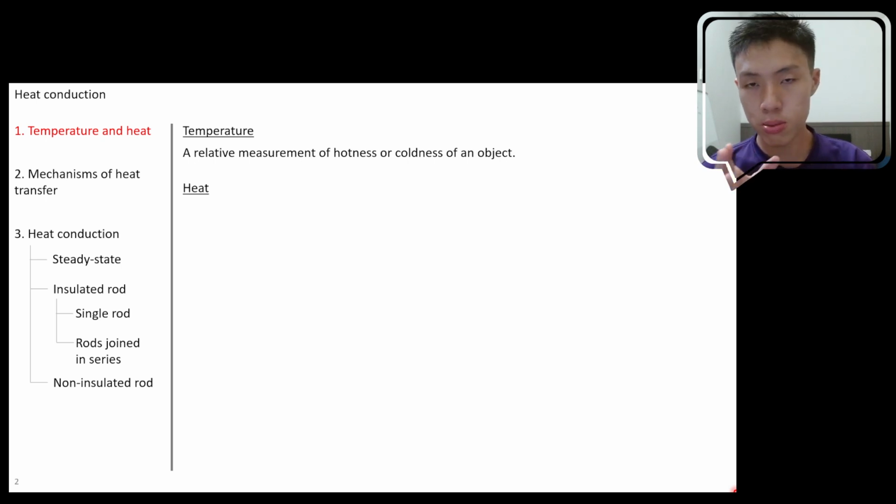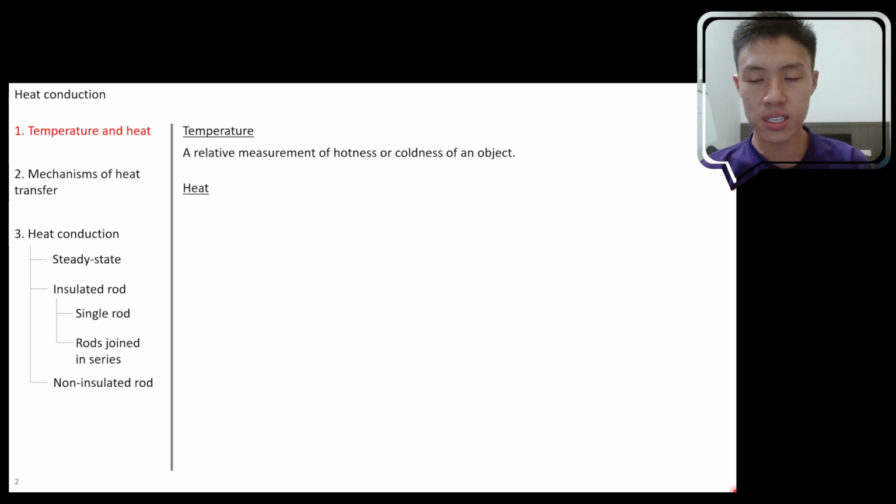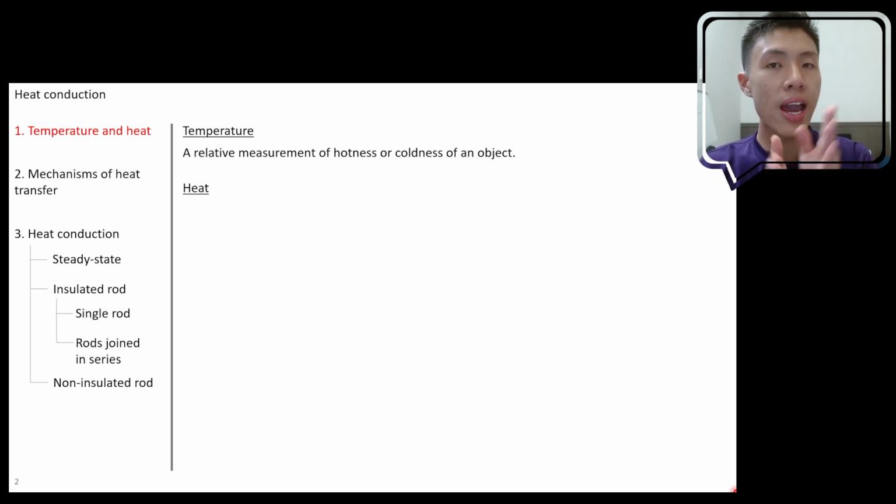If we say an object is hot, it means that it has a greater or higher temperature. If an object is cold, then it has a lower temperature. Okay, so it's a relative scale. You can set the 0 to be anywhere. In usual cases, for degrees Celsius, we set 0 as the temperature at which ice melts or water freezes into ice.